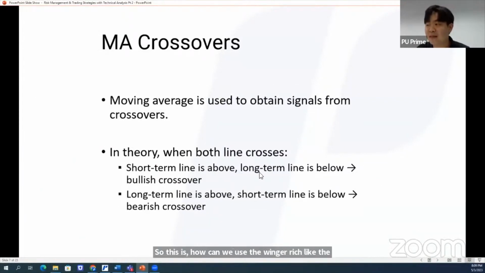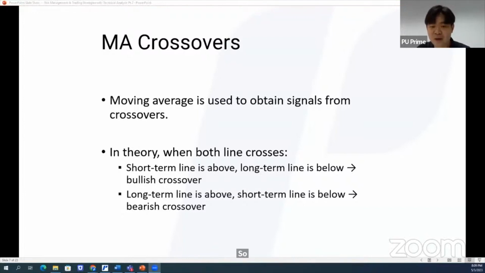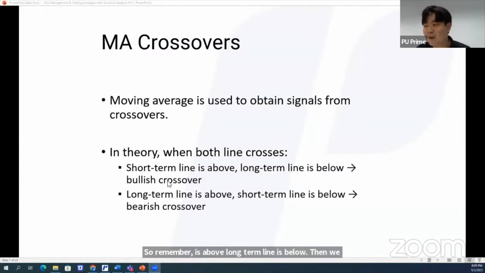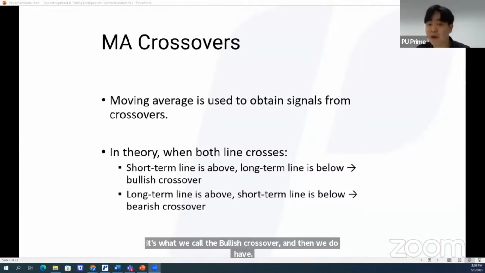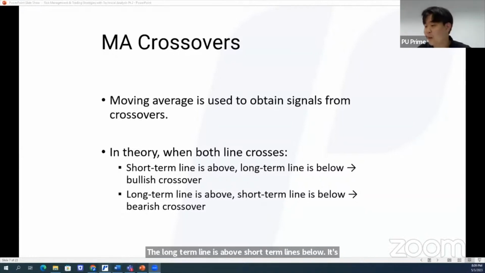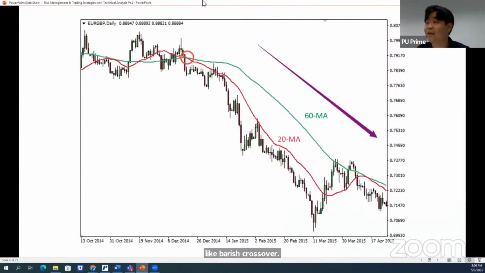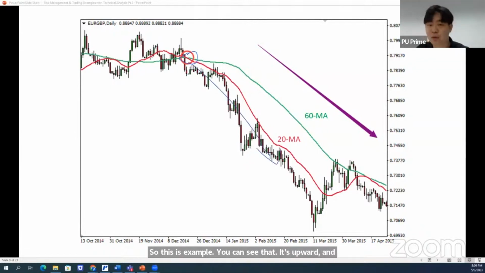Remember, short-term line above and long-term line below is what we call the bullish crossover. And then we do have the long-term line above and the short-term line below. It's like a bearish crossover. Okay, so we try to identify a few examples of the bearish crossover. So this is an example. You can see that the overall trend is upward, and after there is a crossover around here, the short-term line crosses below the long-term line, and the overall trend starts to drop a lot.